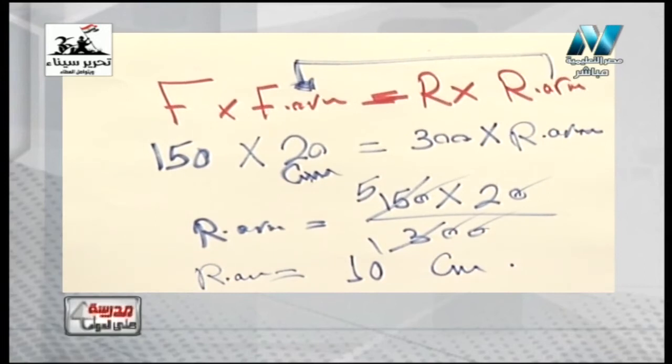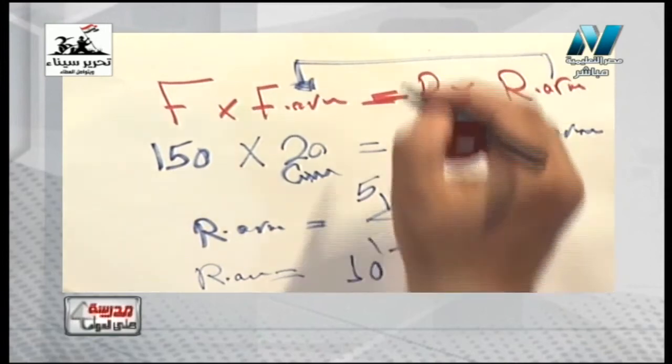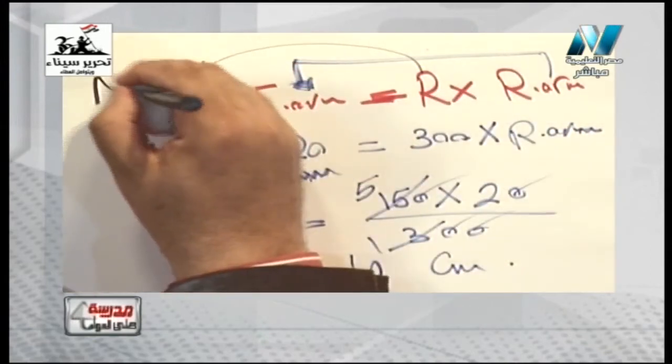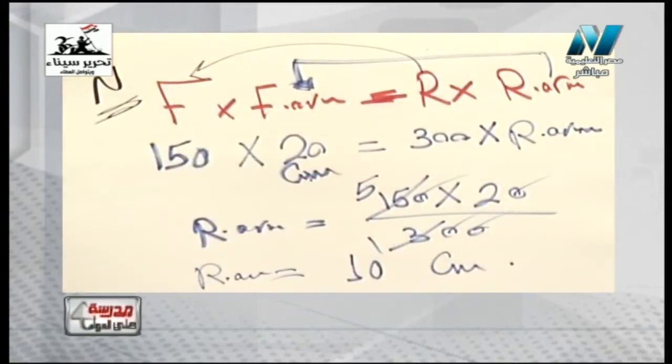This is very important so you don't get confused with the unit. The arms always have the same unit, centimeter or meter. And effort force and the resistance force have also the same unit, which is always or usually newton. It can be in kilogram, but it's rarely, very rarely in kilogram. Effort force and resistance force have the same unit, which is newton.